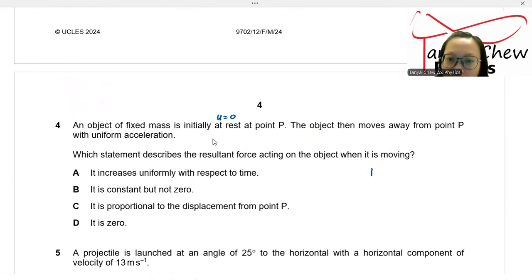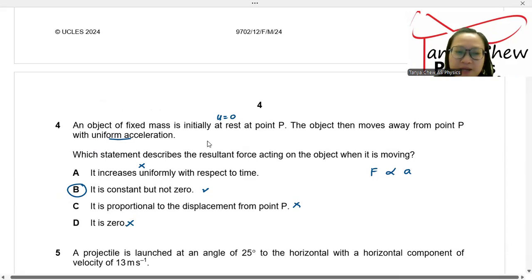So remember, F is directly proportional to acceleration. F means resultant force. Right? When the acceleration is uniform, the resultant force must be uniform as well. So it cannot increase uniformly. It has to be uniform. B, it is constant. Uniform means constant. Yes, and it is not 0. B is the answer. Let us prove C and D are wrong. It is proportional to the displacement, not proportional. It is 0, not possible because there is an acceleration. So B is the answer.